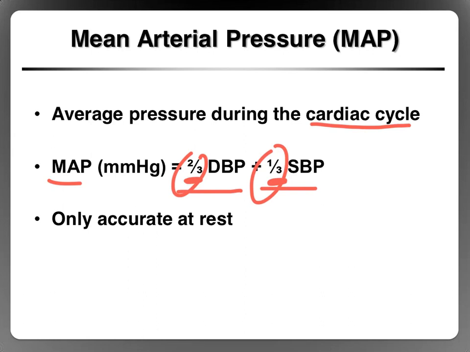For this class, I'm not going to require you to know this formula or to calculate mean arterial pressure. I just want you to understand what it is, that it's not a simple average, and that it's affected more by the diastolic pressure than the systolic pressure. Keep in mind that this is only accurate at rest, because at rest this 1/3, 2/3 relationship exists. When you start to exercise, it doesn't. Depending on the intensity of the exercise, this relationship changes, and there's no way of knowing what that relationship is during exercise, so we cannot calculate mean arterial pressure during exercise.